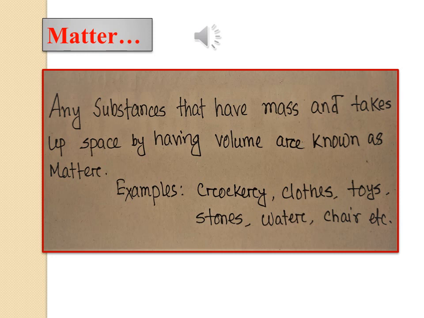These two points are very important. It should have mass and it should take up space. Then we can say this substance is a matter. So crockery, clothes, toys, stones, water, chair, etc. all of them have mass and can take up space. So all of them are examples of matter.